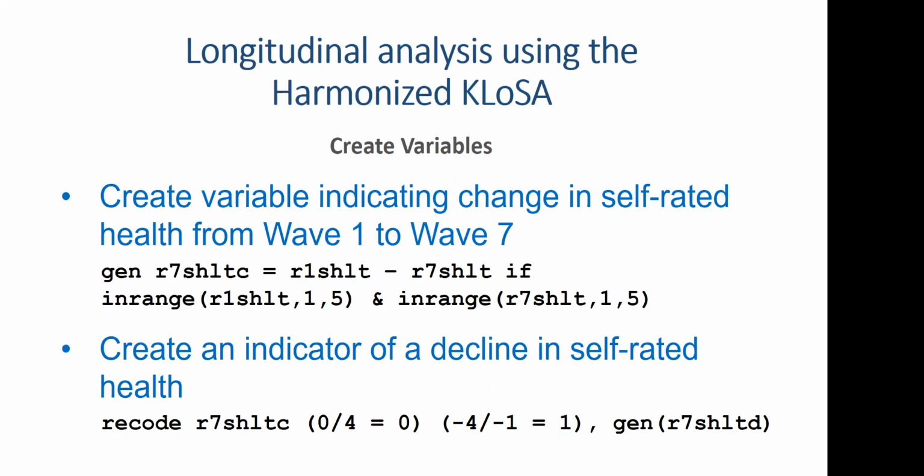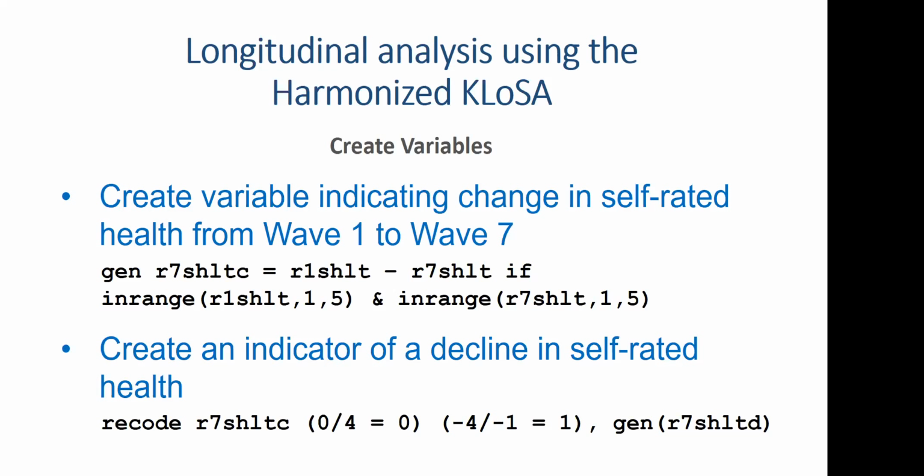calculating a change in self-rated health from wave 1 to wave 7. To do that, we're going to generate a new variable called R7SHLTC with the C meaning change. We're going to take the respondent's self-rated health from wave 1 and subtract their self-rated health from wave 7 if they have a value ranging from 1 to 5 for each of those variables.